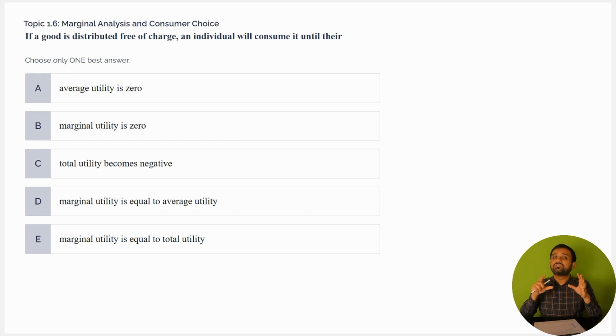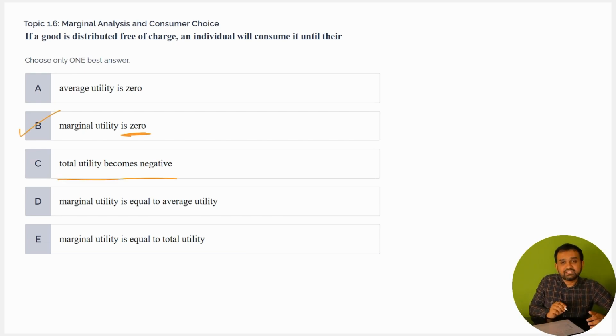So what happens when you consume a good that has negative marginal utility? That means your total utility starts falling. So if you look at the options available, we do not have "as long as marginal utility is positive," but we do have a case where marginal utility is 0. So marginal utility will be 0 right before turning negative. So this is the correct answer.